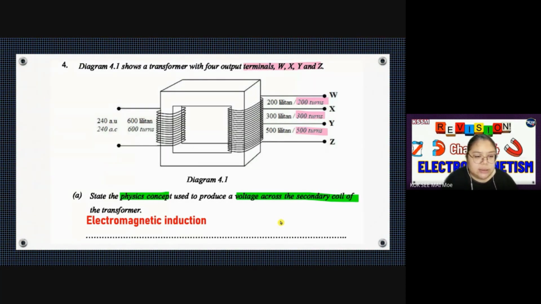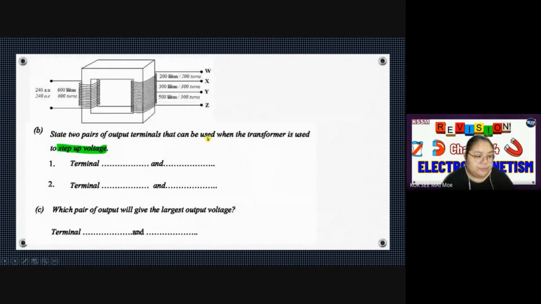Okay, and then we go and see this one, the transformer. They never tell you the output is how many. They give you W to X is 200 turns, X to Y is 300 turns, and Y to Z, 500 turns. Okay, then the input is 600 turns. But the output we don't know. Okay, let's see the question by the one.